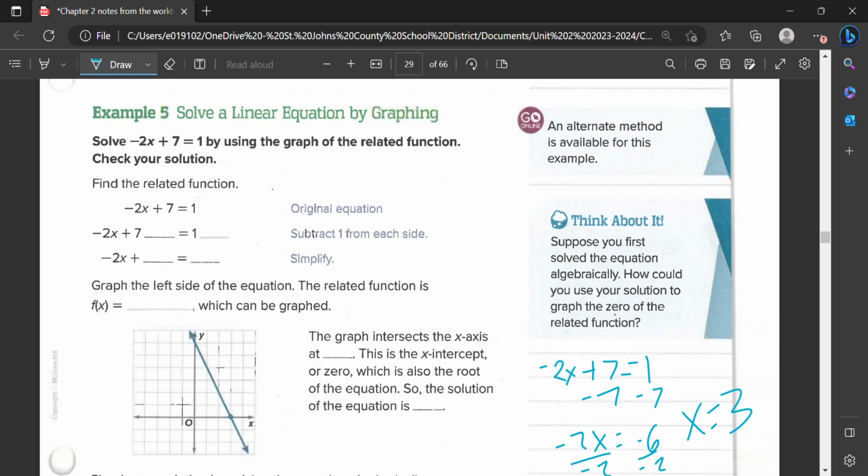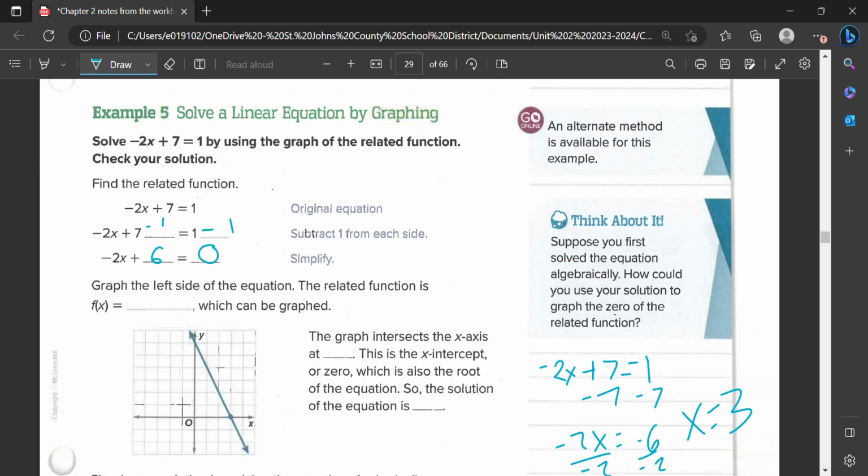What the book wants us to do basically is get everything on one side. We're not used to doing that. We typically want to get the variable on one side. But right now, the book wants us to get everything on one side so that we're left with 0. Okay. So now we get negative 2x plus 6 equals 0. Then we need to graph the left side of the equation. We'll talk way more about graphing later. In Unit 3, we're going to be talking about graphing a whole lot.